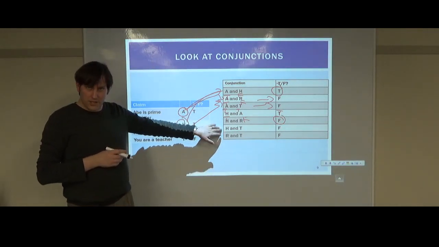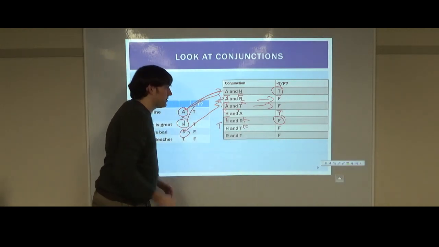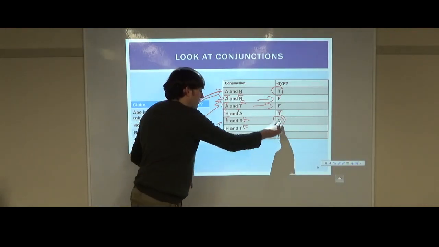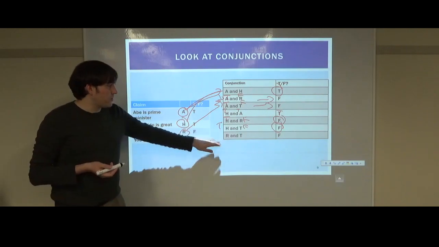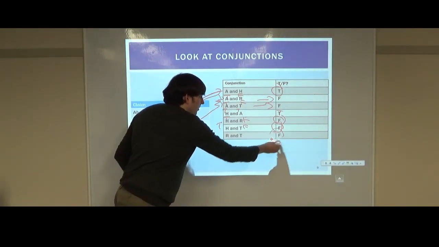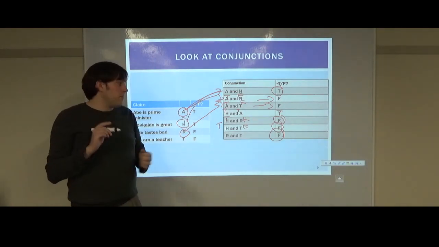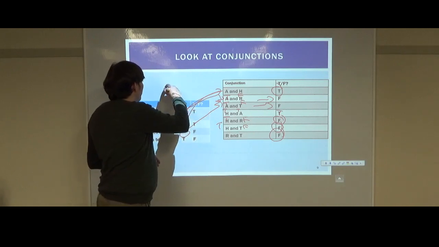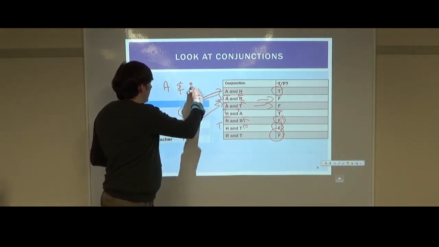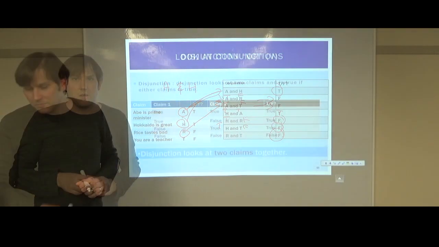Hokkaido and you are a teacher. Hokkaido is great and you are a teacher. Left part is true. Right part is false. So this is false. Rice tastes bad and you are a teacher. False and false gives us false. So, there's only one claim in this entire set that gives us true, which is when both are true, so A and H. So those together will give us something that's true.